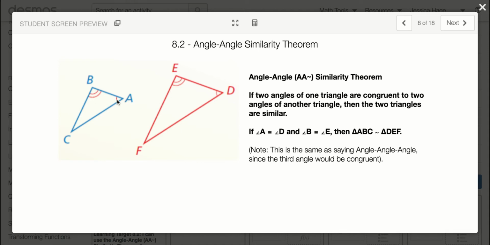So in this case, angle A and angle D have one loop, so they are congruent. Angle B and angle E have two loops, so those are congruent. And that is enough to say that triangle ABC is similar to triangle DEF. Remember our squiggle, that's a symbol similar to a tilde in Spanish class. So that one squiggle means is similar to. Now, this is the same as saying that we have three angles congruent, angle, angle, angle, because if we have two, then we know the third would match because all triangles add up to 180.